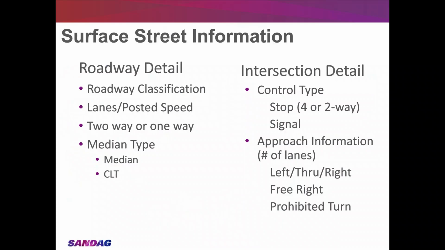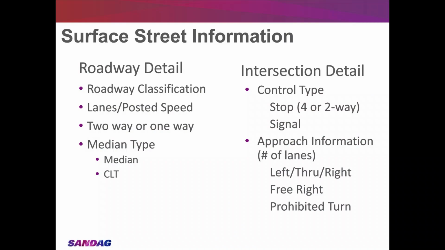For surface or arterial streets, we're looking for maybe changes in the functional classification for the roadway, the number of lanes and posted speed after the project is complete, if the project is a one-way or a two-way facility, if there is a change or modification of the median type, maybe a raised median or a center turn lane. For intersections, we're looking for any changes in the control type. So if it goes from an uncontrolled intersection to maybe a four-way stop or a signal, or a two-way stop. And then approach information.